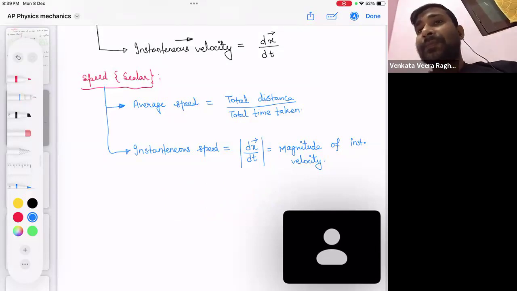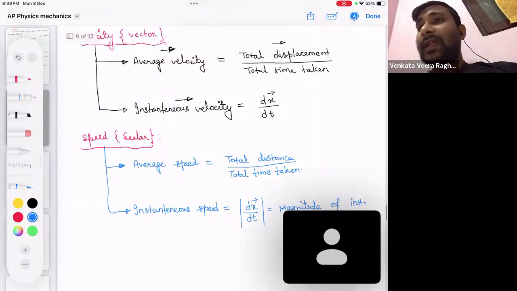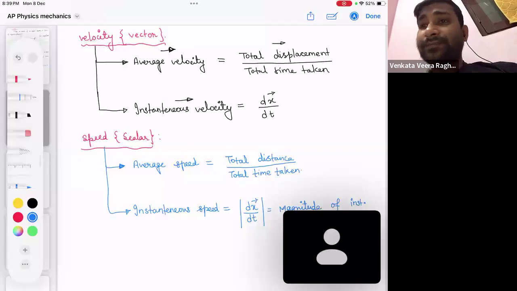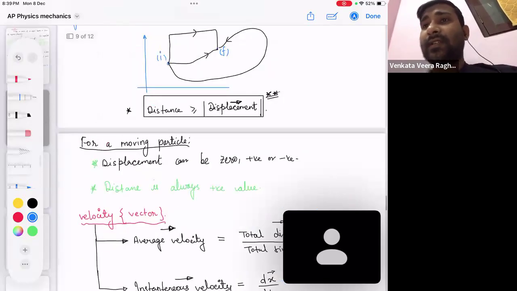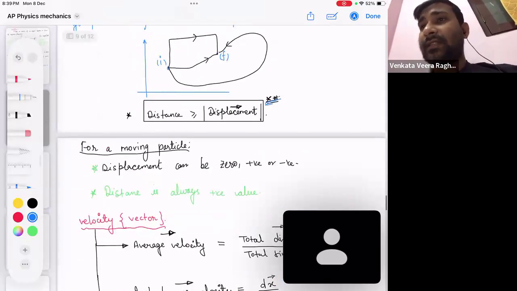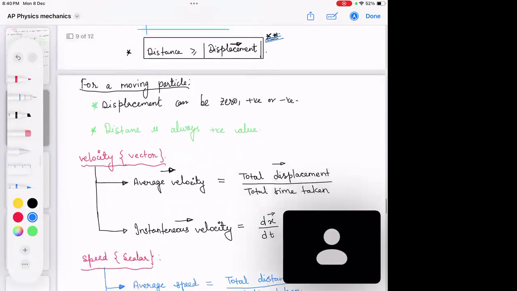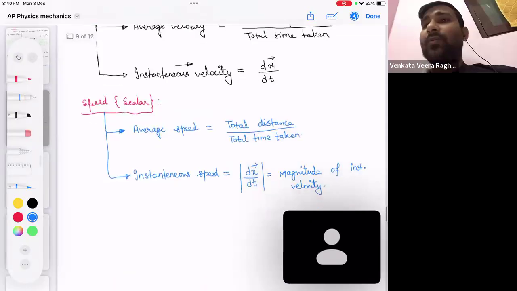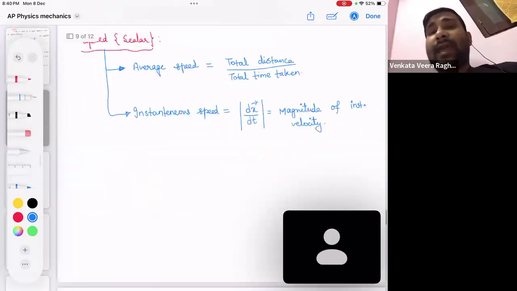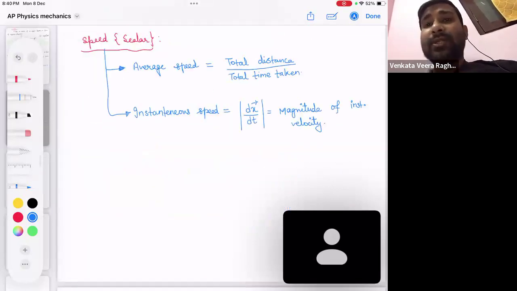Is that clear? Now again, can I say that average speed is always going to be more than the magnitude of average velocity, isn't it? Just like here what I have written for the displacement and distance. Clear? Now, one last thing we are going to define, and then we will discuss many questions on that one.